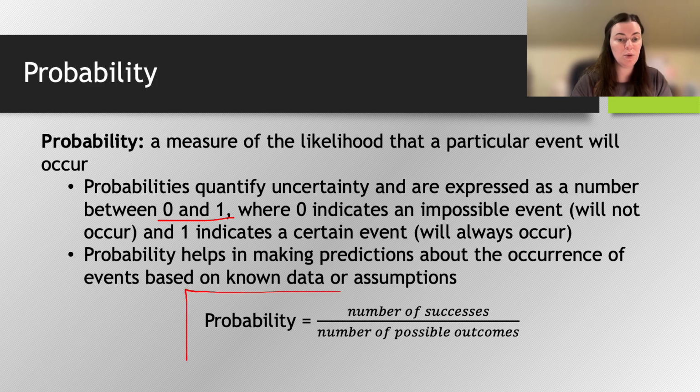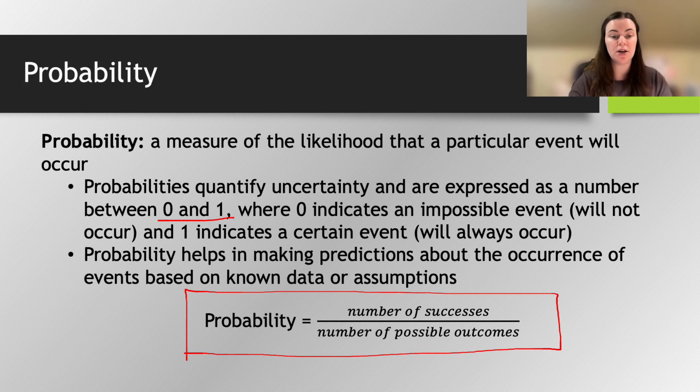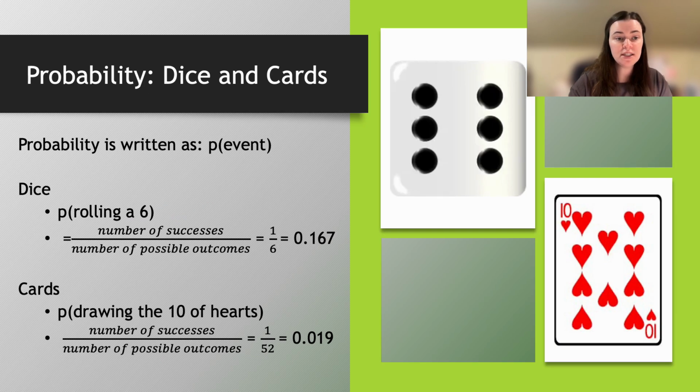The formula that we will be using to calculate probabilities is listed here, which is simply in our numerator that we have the number of successes, and we divide that in our denominator by the number of possible outcomes. And so let's take a look at what that looks like with an example. Oftentimes, I like to discuss probability in terms of dice and cards. I think it's something that a lot of us have a level of familiarity with, and it's a good way for us to understand probability in a very simplistic manner. Notably, probability is written as P(event).